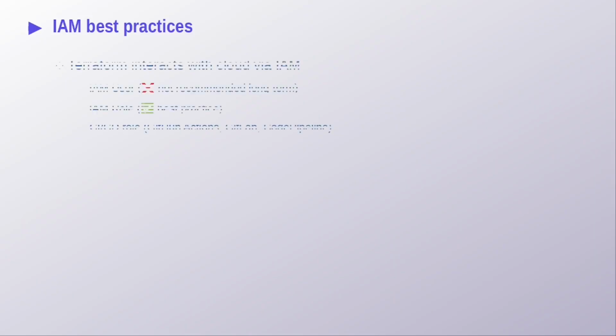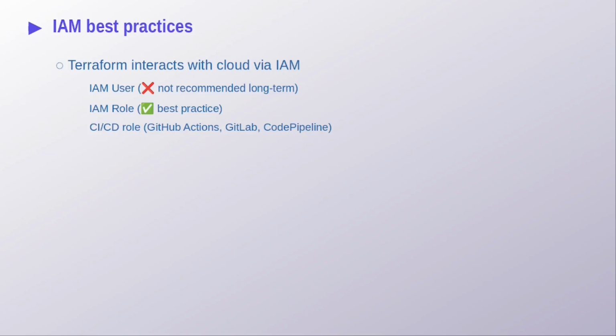IAM best practices. Terraform interacts with the cloud via IAM. First, a very important concept. Terraform does not have its own permissions. Terraform can only do what IAM allows it to do. So if Terraform deletes your production database, it is not Terraform's fault. IAM allowed it. Common IAM identities used with Terraform.